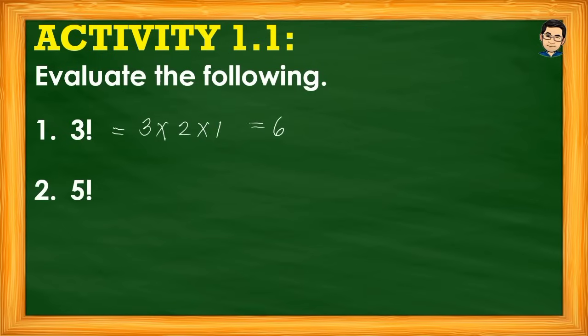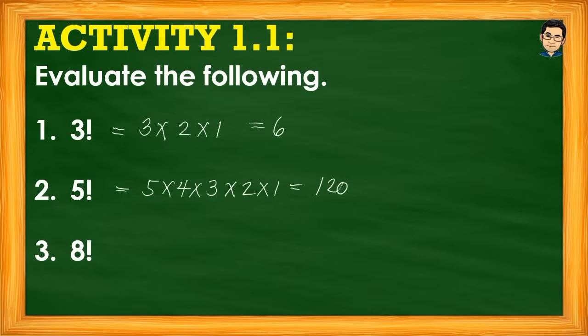Next, 5 factorial. Ganun lang din po ang gagawin natin. Ililist down natin yung mga numbers pababa hanggang sa 1. So 5 times 4 times 3 times 2 times 1. And then we'll just simply multiply those numbers. So 5 times 4 is 20, times 3, 60, times 2 is 120, and then times 1, that is 120. It means 5 factorial is equal to 120.